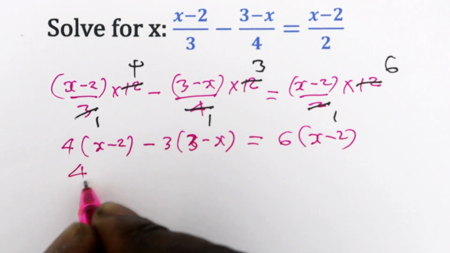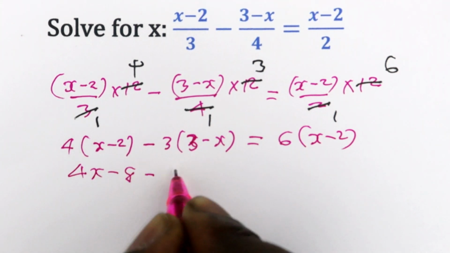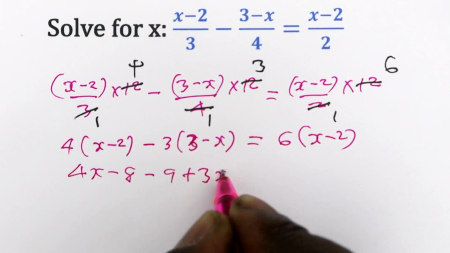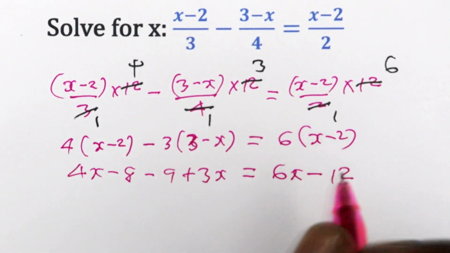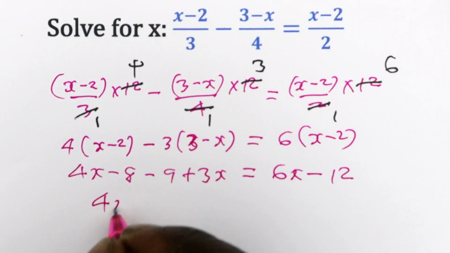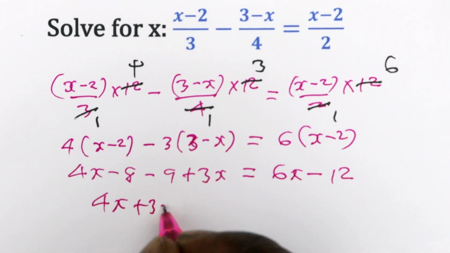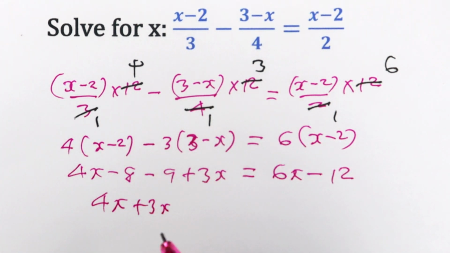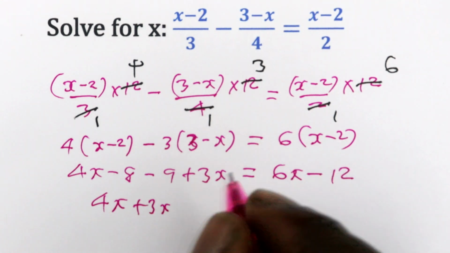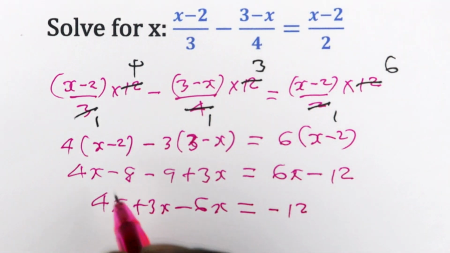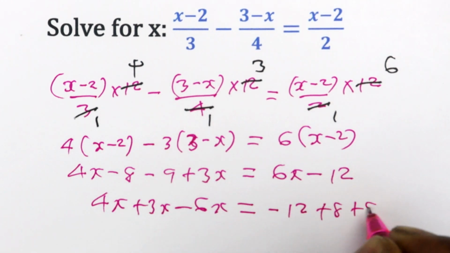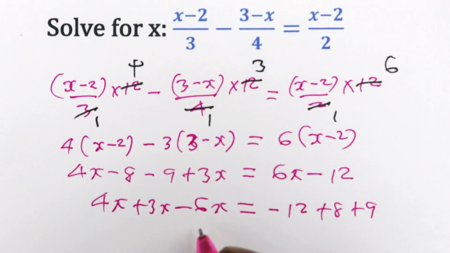So here we have 4x - 8 - 9 + 3x is equal to 6x - 12. Now we just collect like terms, that is 4x plus 3x. Then we bring 6 to the left, it becomes negative 6x. Then is equal to -12 + 8 + 9. So this is x is equal to 5, meaning the value of x is 5.